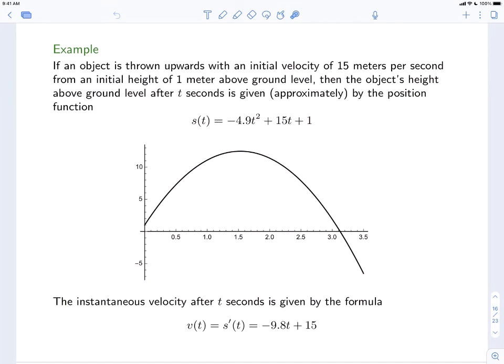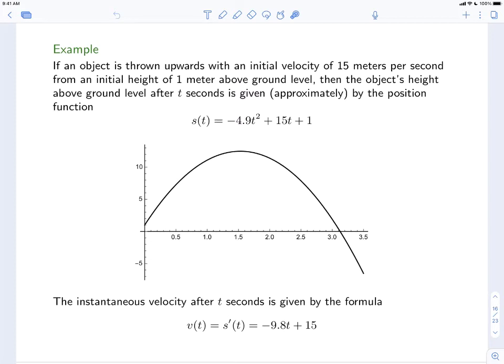Let's take a look at an example. If an object is thrown upwards with an initial velocity of 15 meters per second from an initial height of 1 meter above ground level, then the object's height above ground level after t seconds is given, at least approximately, by the position function s at t is equal to minus 4.9 t squared plus 15t plus 1. This 15 is the initial velocity, and this plus 1 is the initial height above ground level. This minus 4.9 is here because it's half of the gravitational constant, 9.8 meters per second squared.